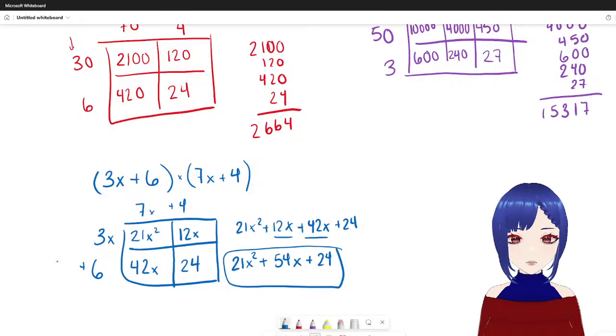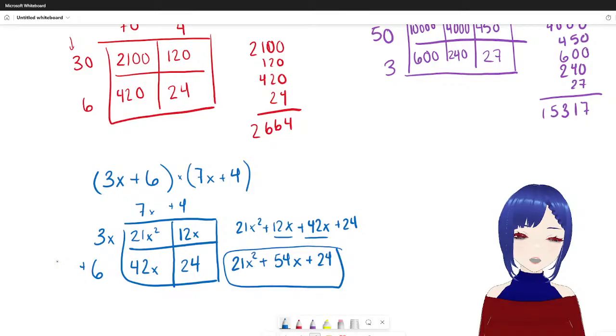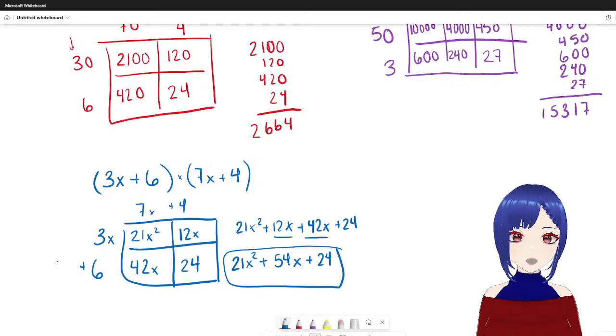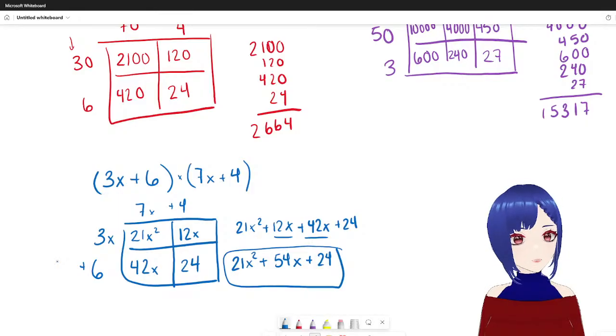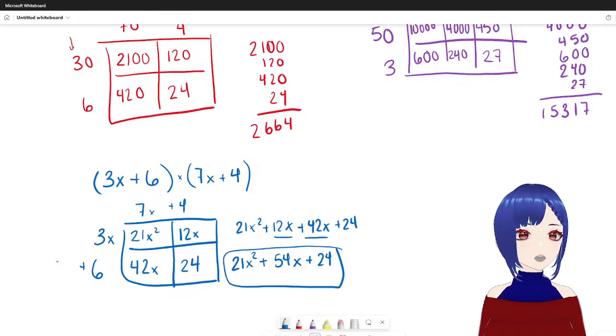And like I said, I like the dots method because it organizes things and makes them a little bit easier to manage. And also because, as I already showed, it connects to something that you learned in elementary school, which is the box method for multiplying multi-digit numbers. So hopefully this makes it make a little more sense.